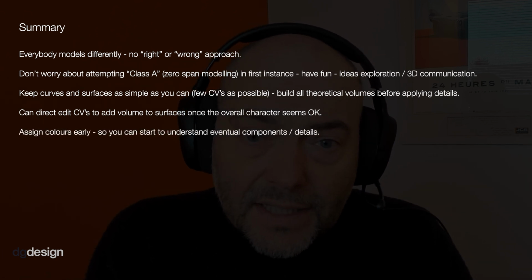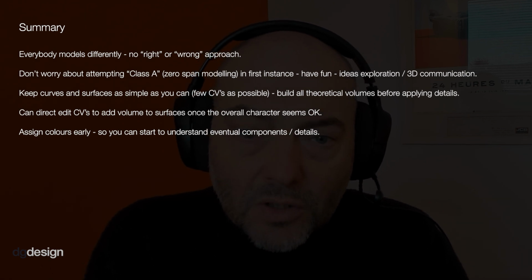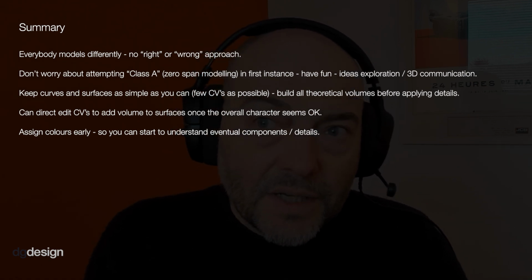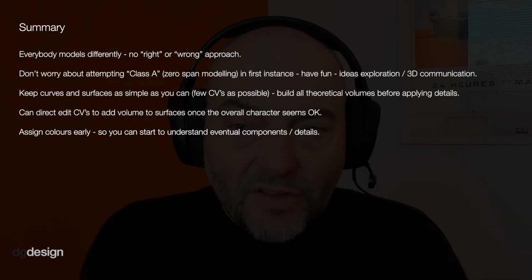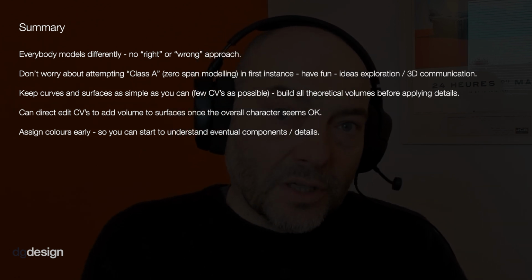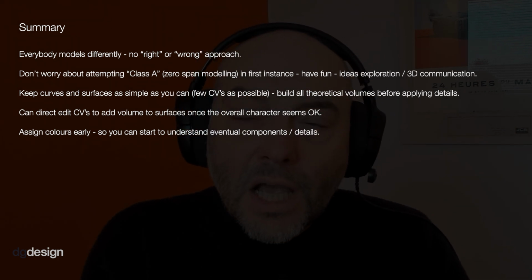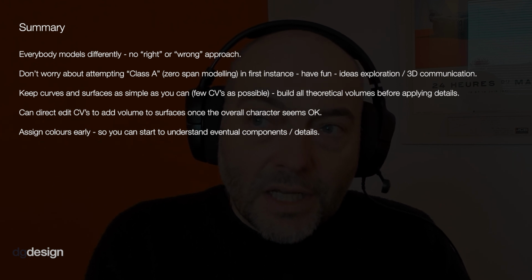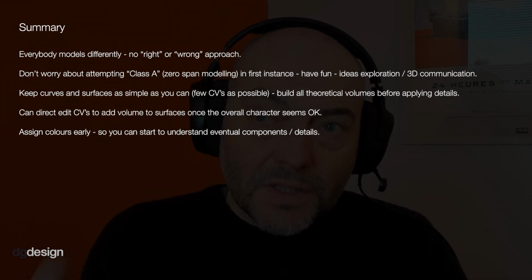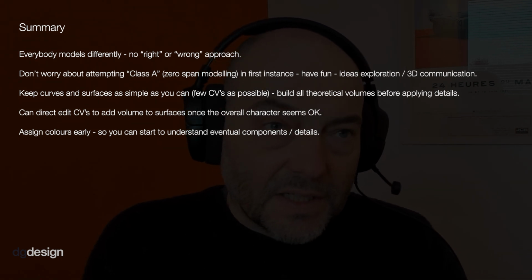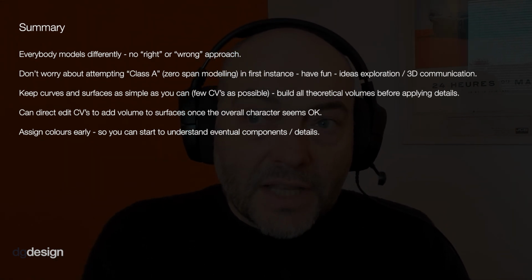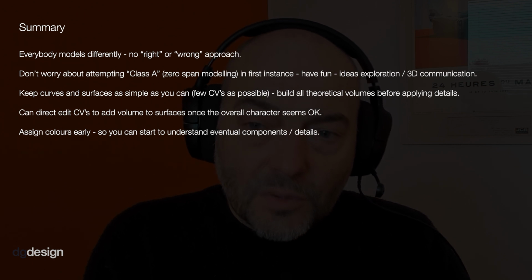I would advocate, as I've shown in these tutorials, assigning colours early in your model space so that you can start to understand the size and shape of eventual components and details and how that's all going to hang together graphically. So use your shader library, drag and drop, get the model built up so you can start to see what the overall impression of the vehicle is, because it's very hard to really understand that when you're just looking at a blank model with uniform shaders applied.